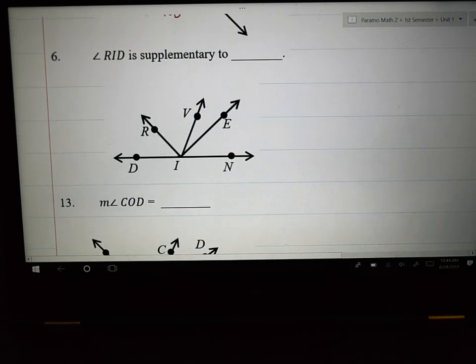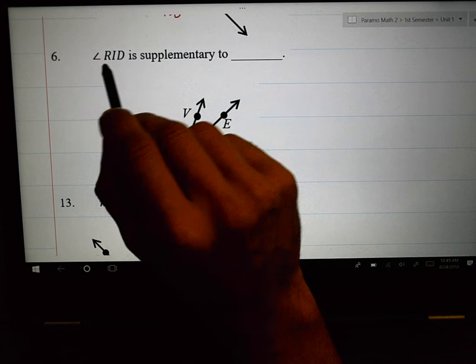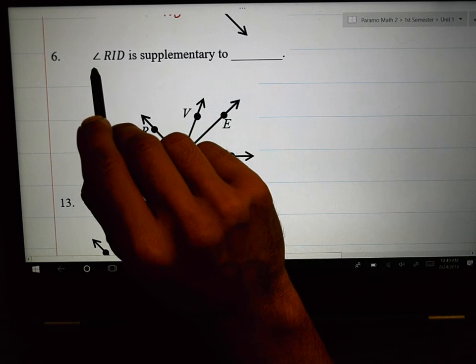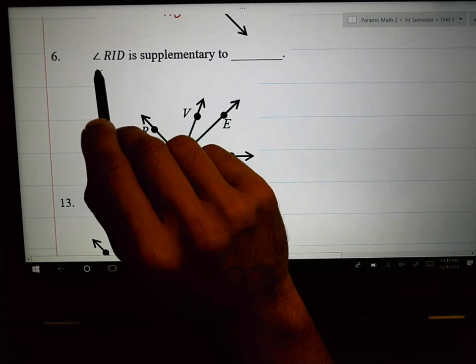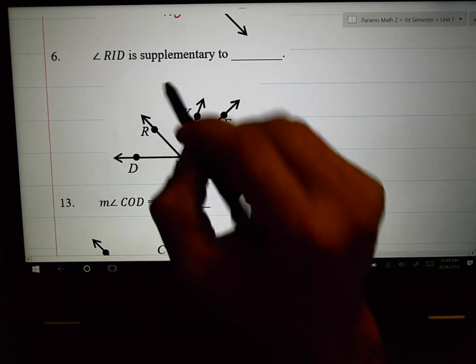Okay? Next question is number 6. So you can go to number 6 on your worksheet number 1. Feel free to write this on there. This says angle RID. This is the angle symbol, by the way. Every time you're writing an answer that is an angle, I will expect that you will write an angle symbol as well, because you're going to be speaking geometry.